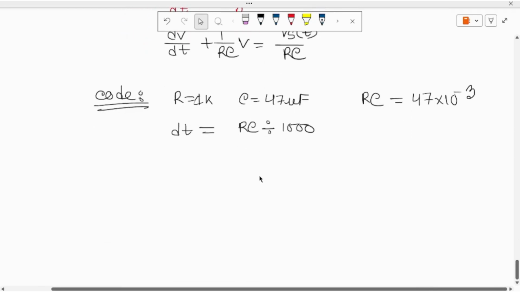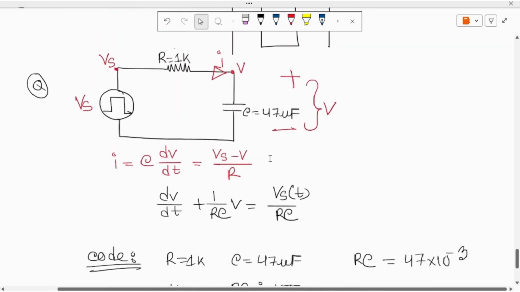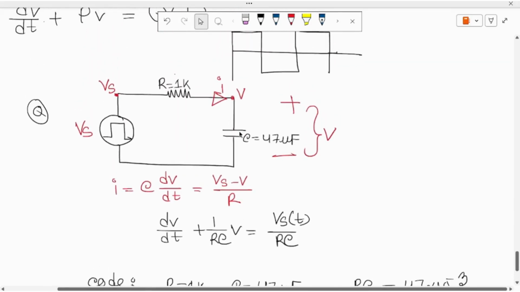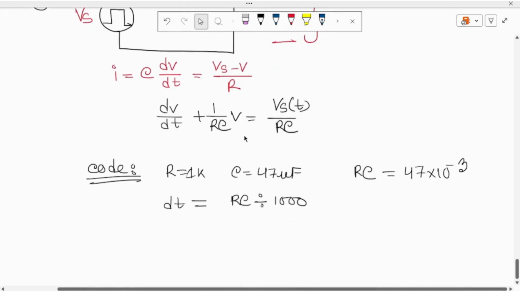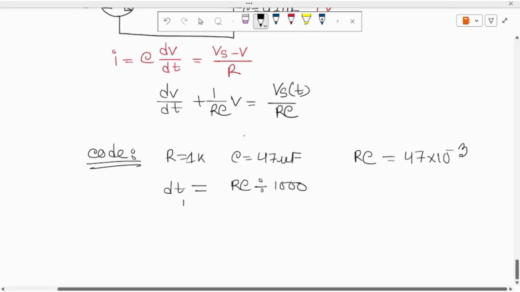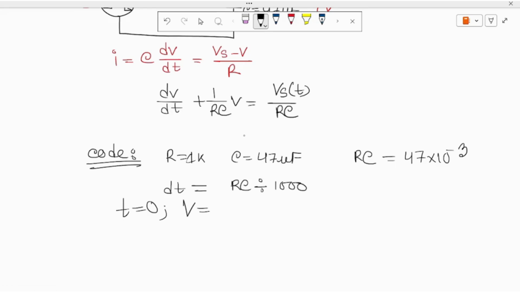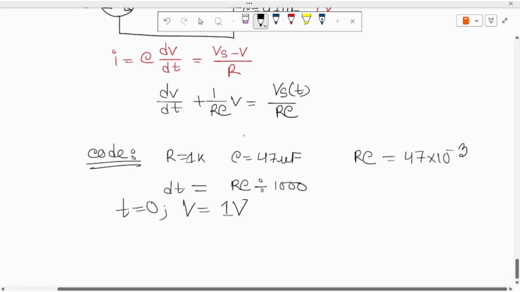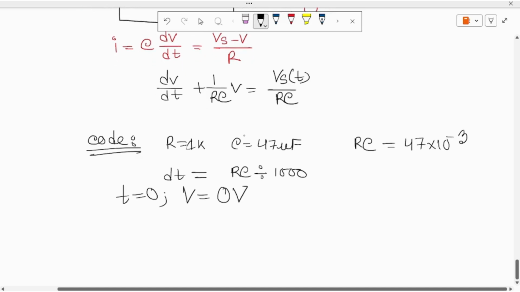And then I have to choose the initial condition. It is normal that the capacitor might have some initial condition, initially charge that will create some voltage. So our initial condition will be when time t is equal to 0. Let's say capacitor's voltage is 1 volt. Okay, not 1 volt, that's 0 volt. So it's the initial condition.